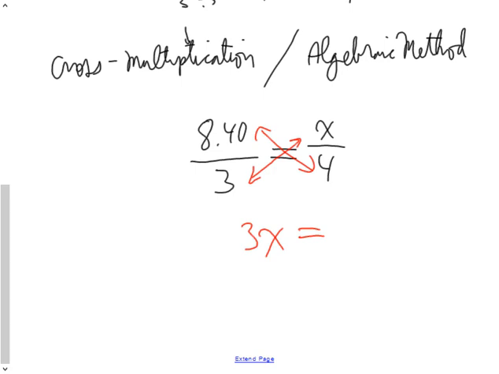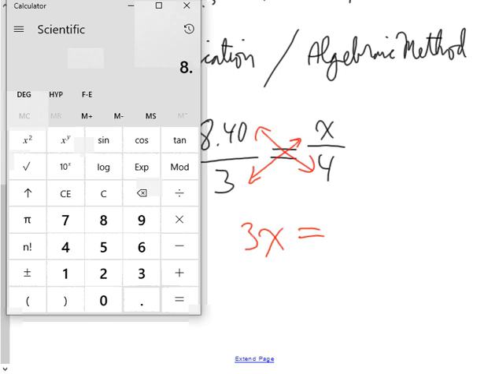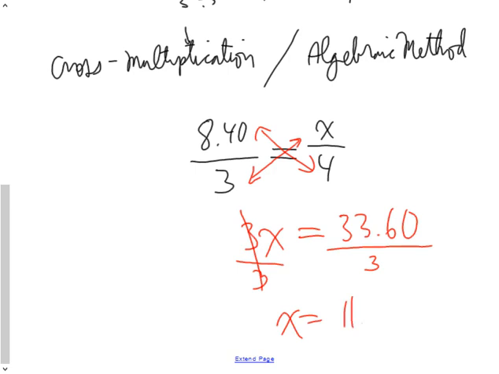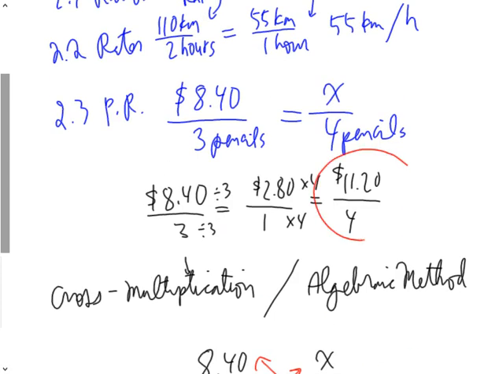And $8.40 multiplied by 4 is $33.60. So now we have this weird looking algebraic equation that's actually just from grade 7. It's a one-step algebraic equation. To isolate the variable, I'm going to divide both sides by 3, and I get X equals $11.20, which is the exact answer I got here, right? Without having to do a unit rate.